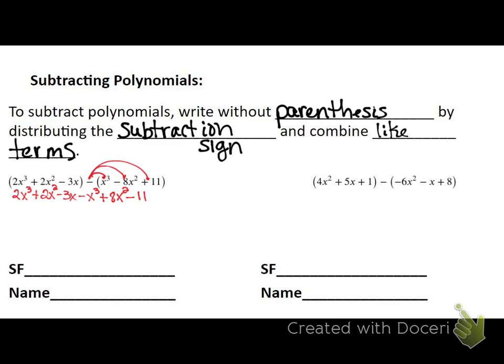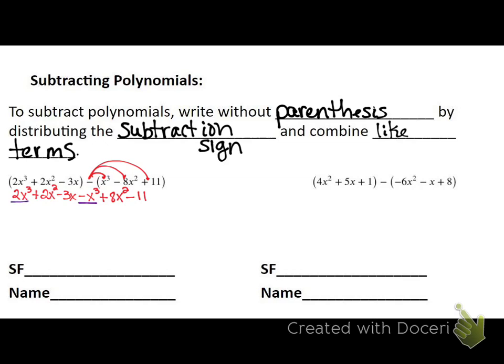My hint to you guys yesterday was to combine like terms starting with the highest degree. What's my highest degree? X cubed. Okay, so x to the third power, or x cubed. So where do you see that? So you said negative x cubed? Yeah. What else do we have? Is there any other 2x cubed?